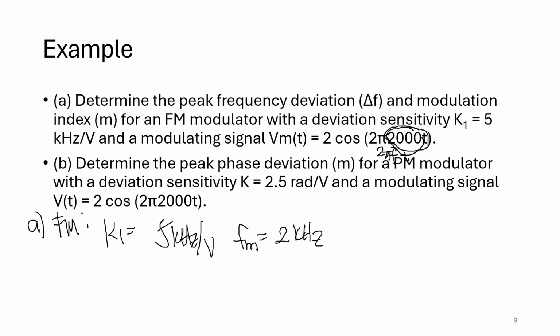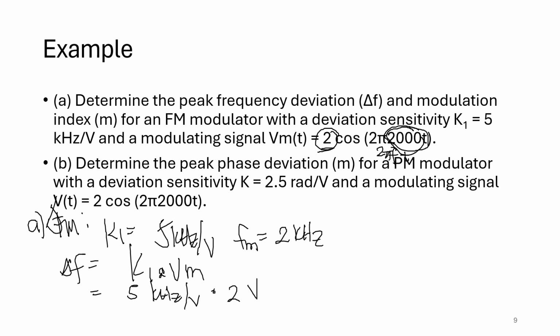Now, what will be our formula for delta F? We are to solve for the peak frequency deviation. So delta F is given by the formula K1 multiplied by Vm. K1 is given, 5 kilohertz per volt, multiplied by, where is Vm? This is our peak voltage, so the amplitude is equivalent to 2 volts. So the volts will cancel out. Therefore, our peak frequency deviation is equivalent to 10 kilohertz.